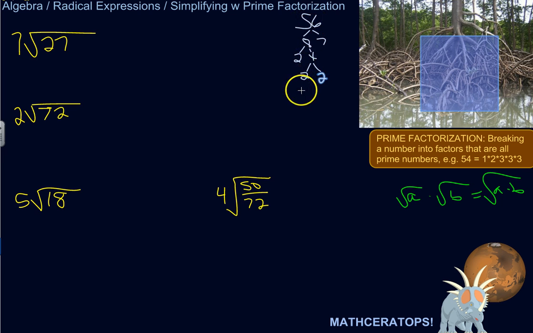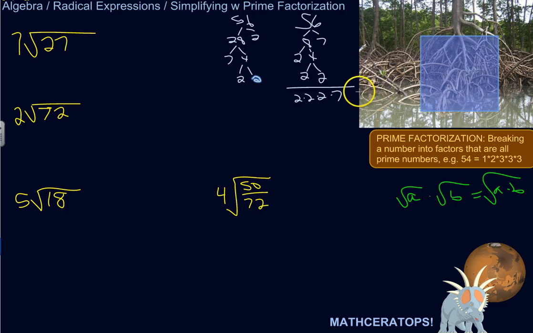So 56 is equivalent to 2 times 2 times 2 times 7. And let me just show you that it would work this way too. 28 times 2. 2 is a prime number, but 28 we can break down into, let's say, 7 times 4. 4 we can break down into 2 times 2. So again, we've got 2 times 2 times 2 times 7.